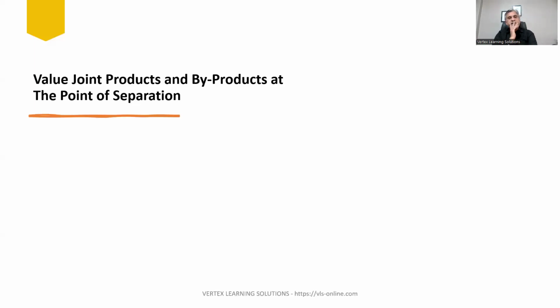Okay, in this session, we are going to learn how to value joint and byproducts at the point of separation. So we were just discussing that we have one common process, and during that common process, we will spend some common costs. And then at the end of the process, products will be split, and we have to distribute or divide that common cost among different joint products and byproducts.